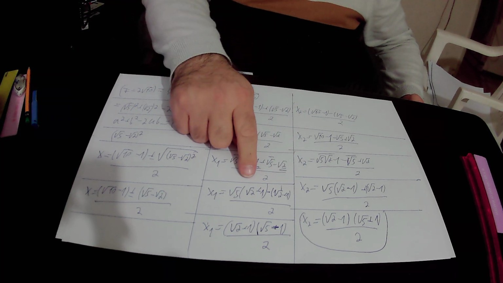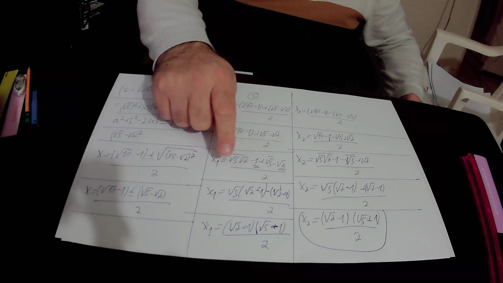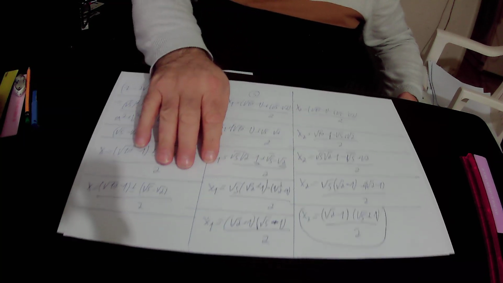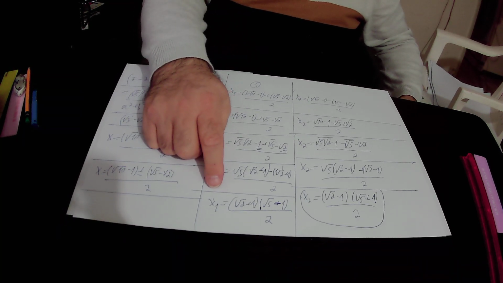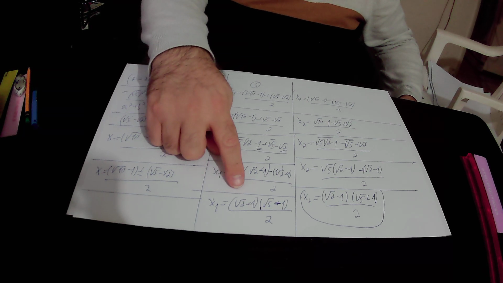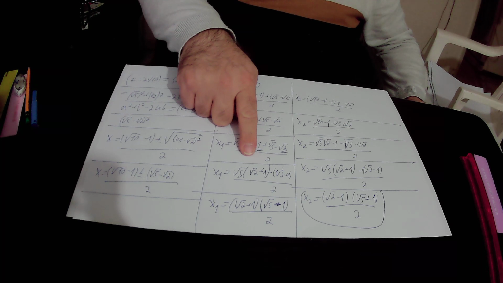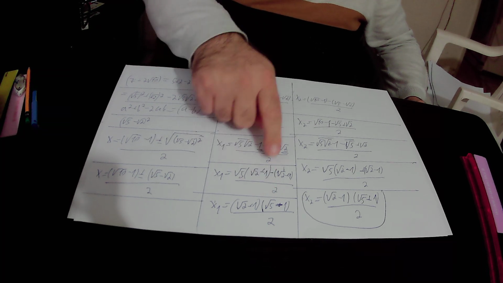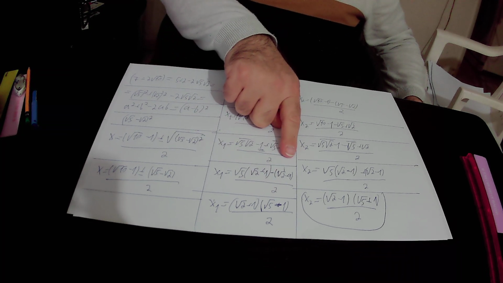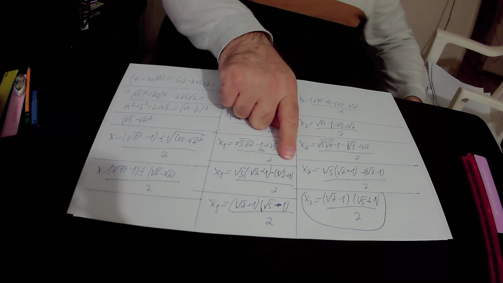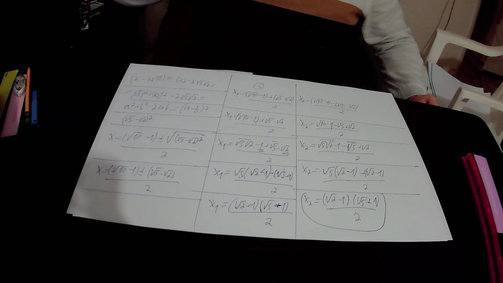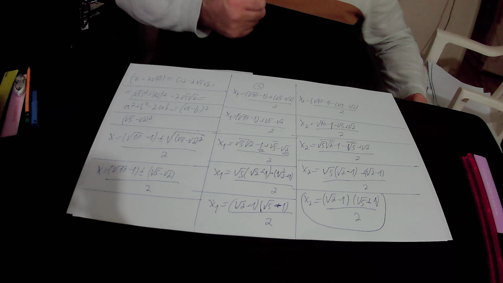Here we took square root of 2 plus 1 as a common factor out of these two expressions, and we got that x1 in conclusion equals square root of 2 plus 1 was taken as a common factor, and from this expression what is left is square root of 5, and from this expression what is left after we took from it square root of 2 plus 1 as a common factor is minus 1. In conclusion we found out that x1 equals square root of 2 plus 1 times square root of 2 minus 1 over 2.